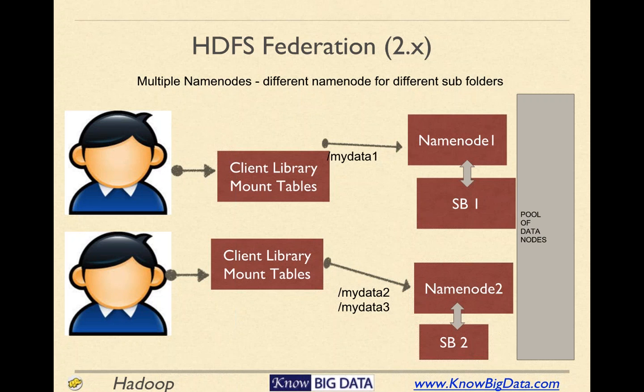So one is lack of memory, the other is network bandwidth. Those are the two reasons why we keep the federation. This is called federation, meaning multiple name nodes. All of this information about which top level directory folder is on which name node is kept in what we call a mount point.